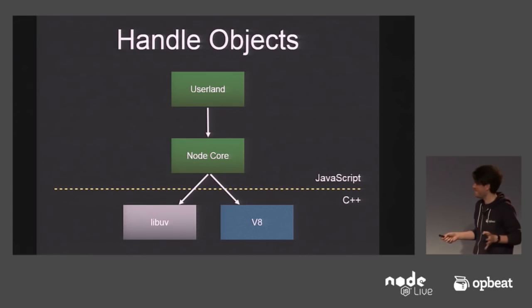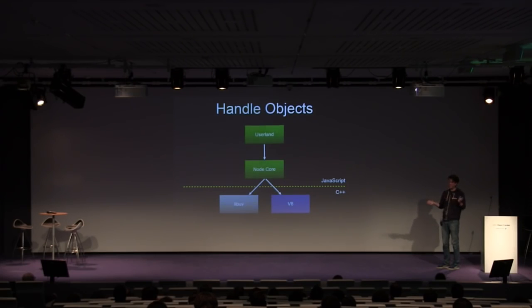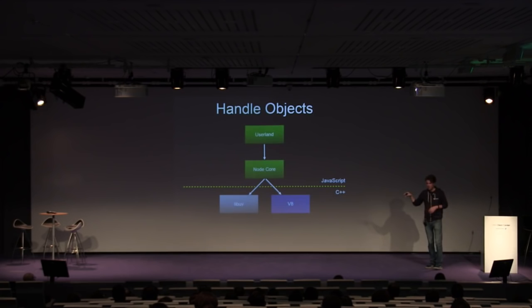So handle objects. What are handle objects? I don't know how many people know this, but some of the stuff in Node is written in C++, and some of the stuff is written in JavaScript. And there's this magic line where JavaScript land ends and C++ land starts. And you'll also see that V8 is down here. So the stuff that is written in C++ is what's called libuv. And libuv is where all the I/O stuff lives. Because JavaScript as a language was born in the browser, it didn't have any I/O.